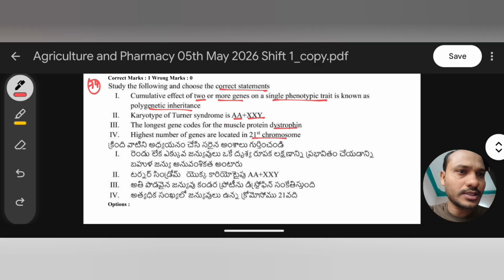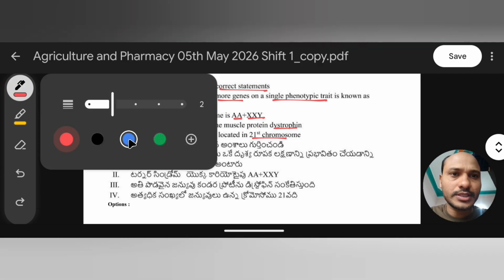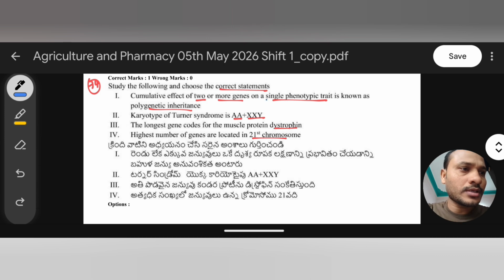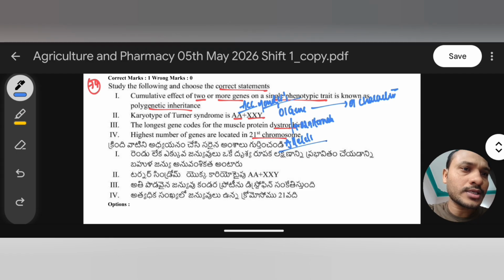Let's start analyzing these questions in detail. First, know about Mendel. According to Mendel, one gene expresses only one character, and one gene always has only two alternatives. These two alternatives are called alleles. Every character also has two alternatives, and those alternatives are called contrasting traits.